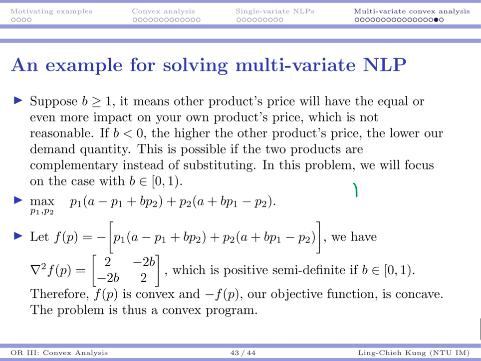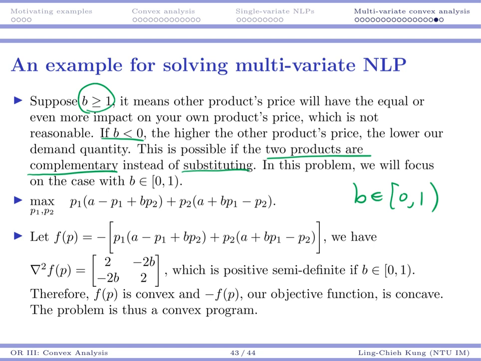The first thing is that we want to argue it makes sense to set B to be within 0 and 1. So B cannot be greater than 1, because in that case, the other product's price would have an even higher impact than our own price, which I don't think makes sense. For B less than 0, it is possible, but in that case, your two products would be complementary instead of substituting.